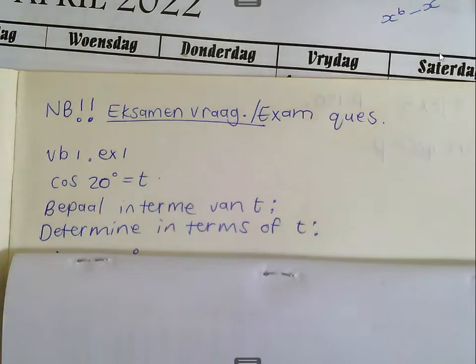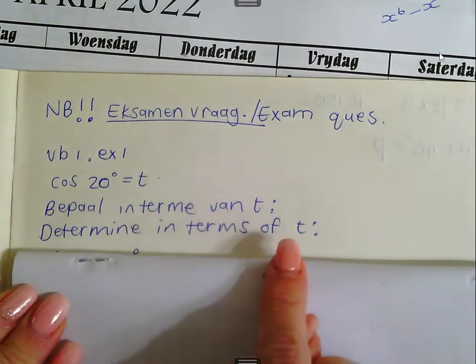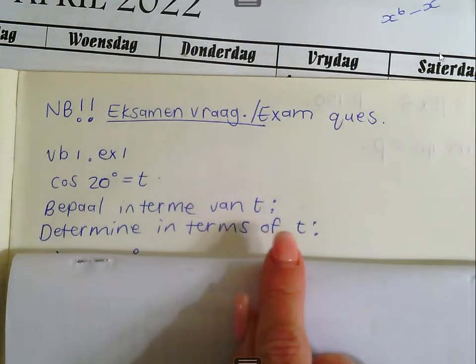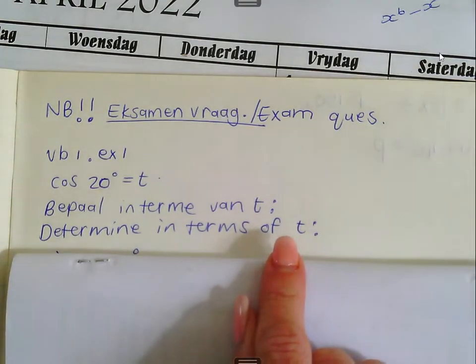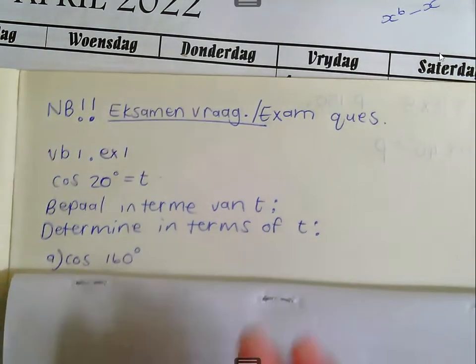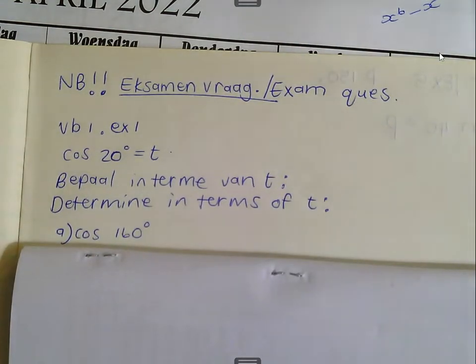Okay. The moment that they ask you a question and they ask you to give it in terms of t, that makes t no longer an unknown. Do you hear what I mean? Because it can be in your answer. You don't have to solve t. It can be in your answer when it's in terms of t. Okay, so the first one, this now you have to write the answer in terms of t.